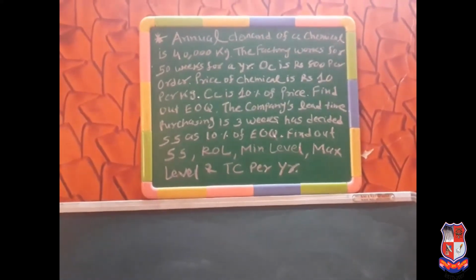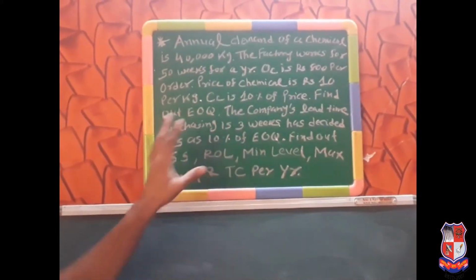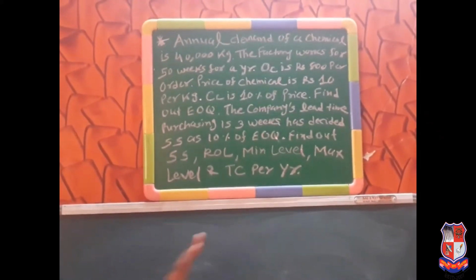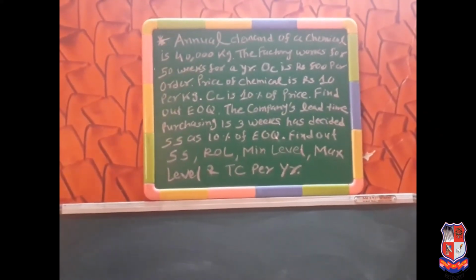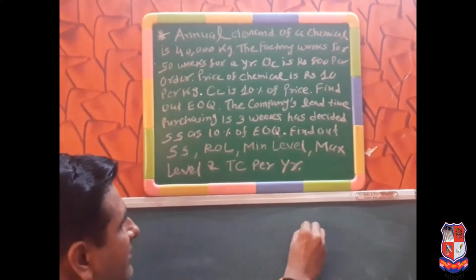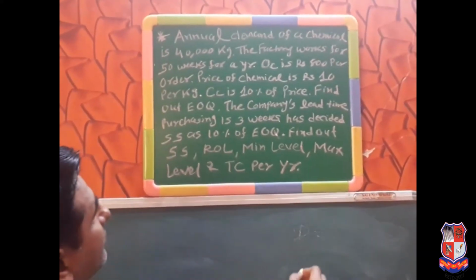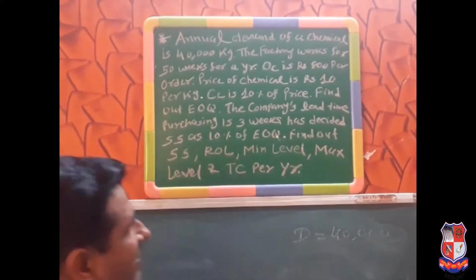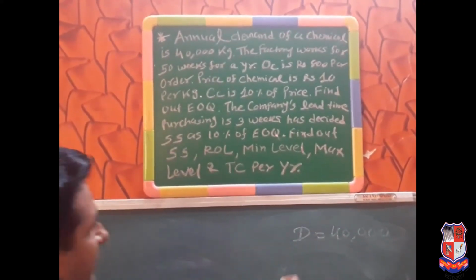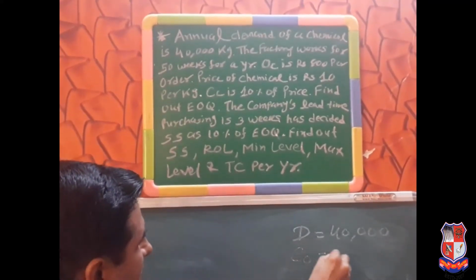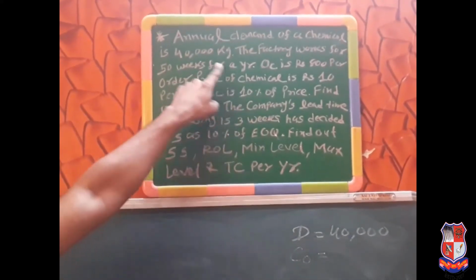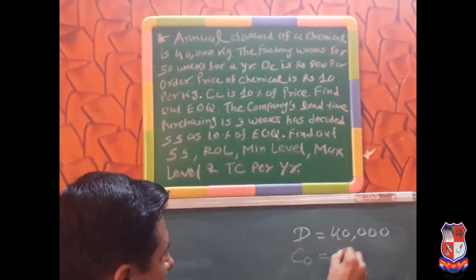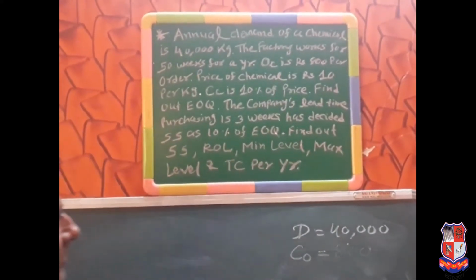Okay, so this is also the same type of example as the previous one. Write down all the data given in the example. So here D is equal to 40,000, meaning annual demand is 40,000. Then ordering cost, CO. You can see the ordering cost is 800. So this is the 800.